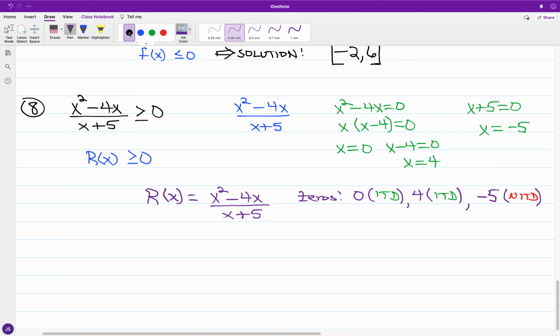And in setting up a table of intervals, negative 5 is the least of the zeros. The first interval has those values of x less than negative 5, then those values between, but not including, negative 5 and 0. Bypassing 0, you have those values between 0 and 4. Then finally, those values of x which are greater than 4.